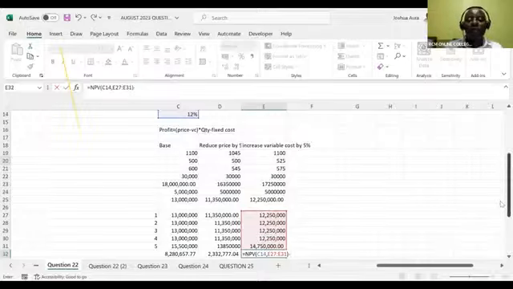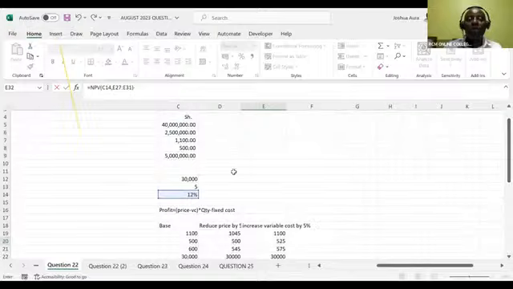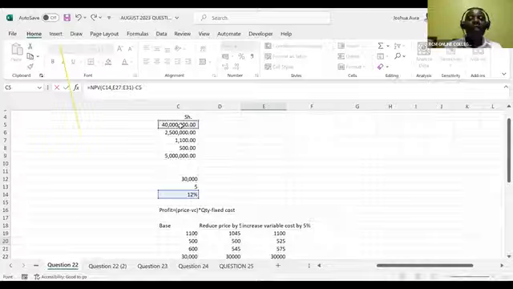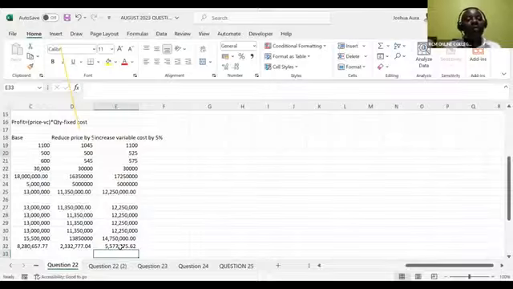Look for the initial outlay somewhere. Initial outlay is 40, like that. So you enter. So I'm getting 5.5 million as the NPV.